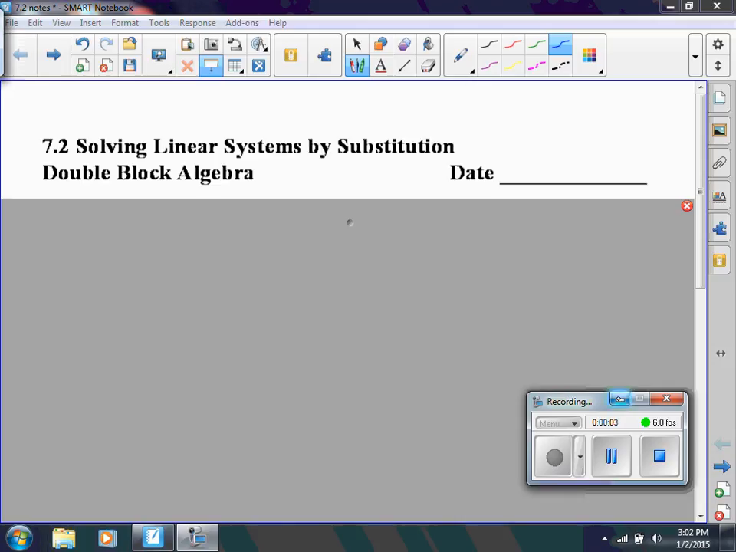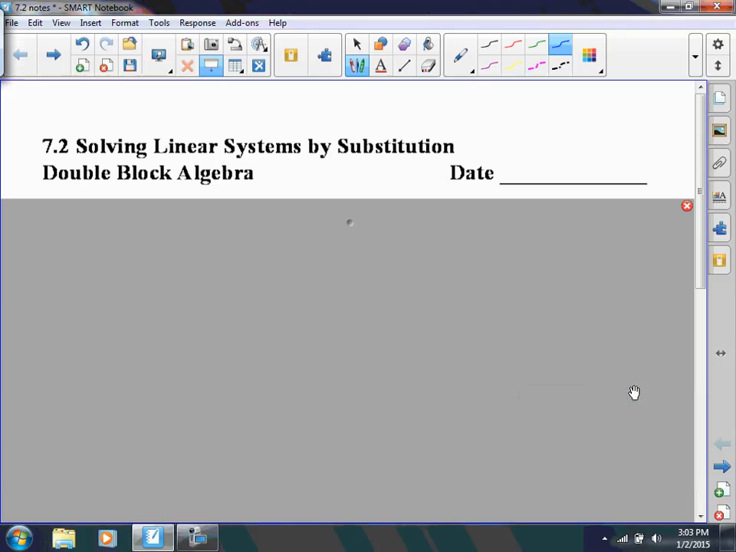Welcome to Mrs. Miller's notes for her double block algebra class. These are the notes for section 7.2 entitled Solving Linear Systems by Substitution.